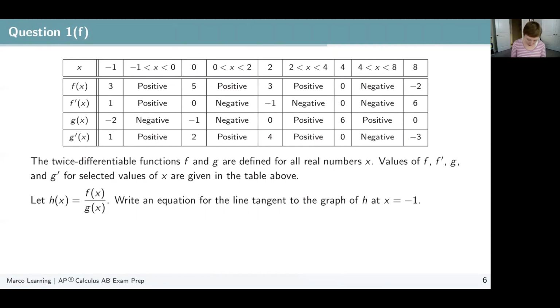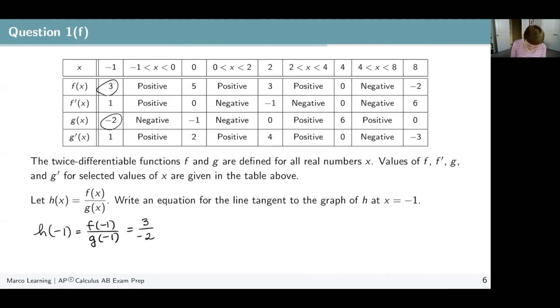So we'll start by finding h of -1. H of -1, I simply need to substitute -1 into my equation for h of x. So it would be f of -1 over g of -1. And we can read those values from the table. F of -1 is 3. G of -1 is -2. So now my point of tangency is -1 comma -3 over 2.